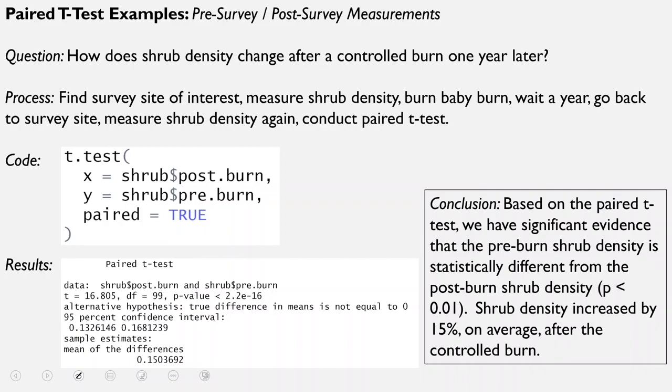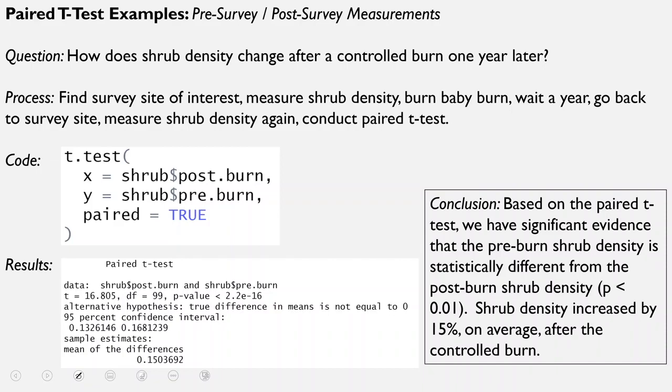In this case, we have a question, and it is, how does shrub density change after a controlled burn 1 year later? So what does the process look like? First you want to find the survey site. Either you go out and sample it, or you already know where you're going to go. And then you measure shrub density, and then you burn it. You burn it all, and then you wait some period of time, a year in this case, and then you go back and measure that same shrub density again, of the same species. And then you conduct the paired t-test.